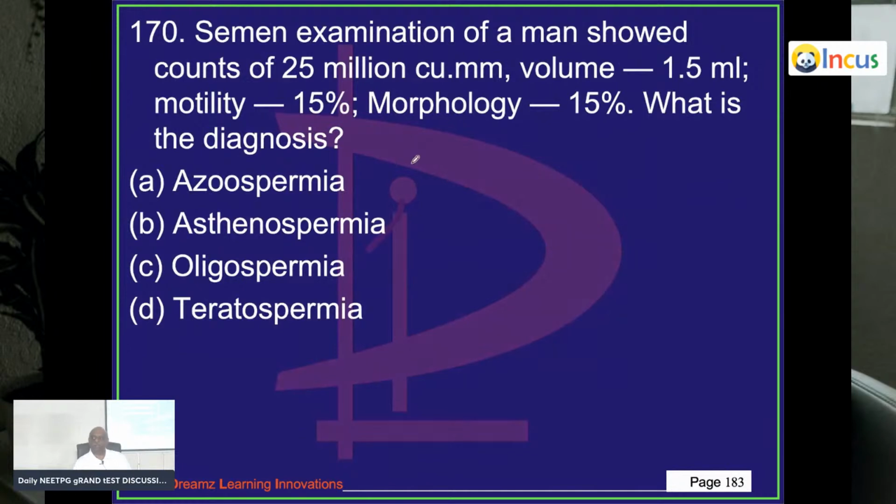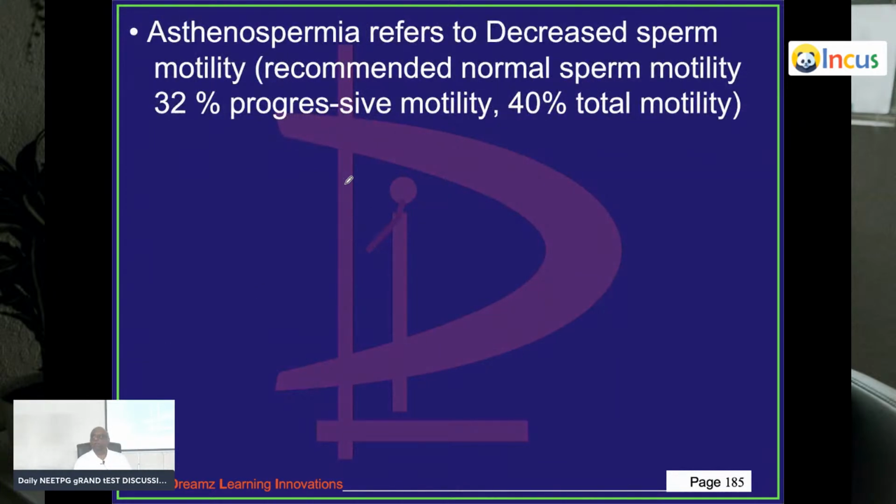Semen examination showed 25 million, 1.5 ml, 15% motility, 15% morphology normal. What is the diagnosis? Asthenospermia, decreased sperm motility. Recommended motility is 32%, progressive motility.